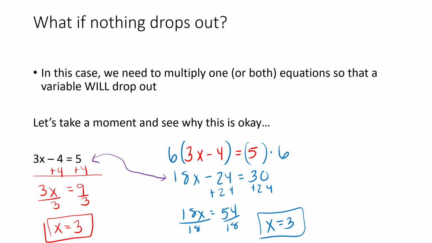And so that process of multiplying both sides of an equation by something creates this equivalent equation that still will hold true because we just did the same thing to both sides, but it does change the coefficients. So instead of a 3 and a -4 and a 5, I now have an 18 and a -24 and a 30.